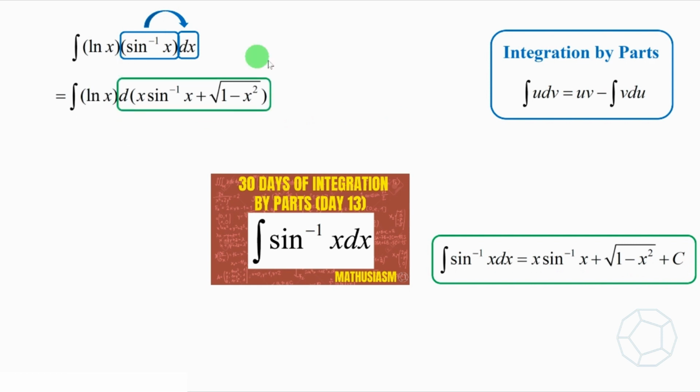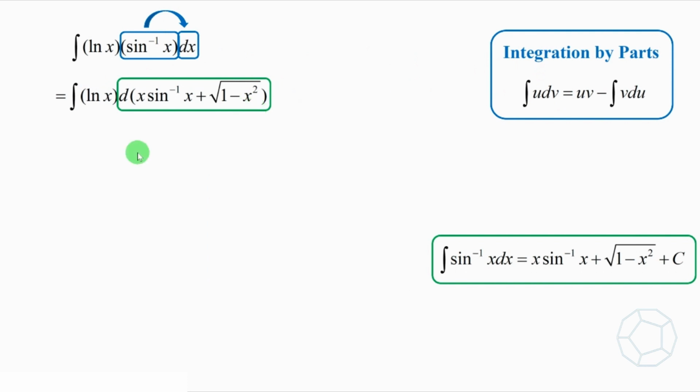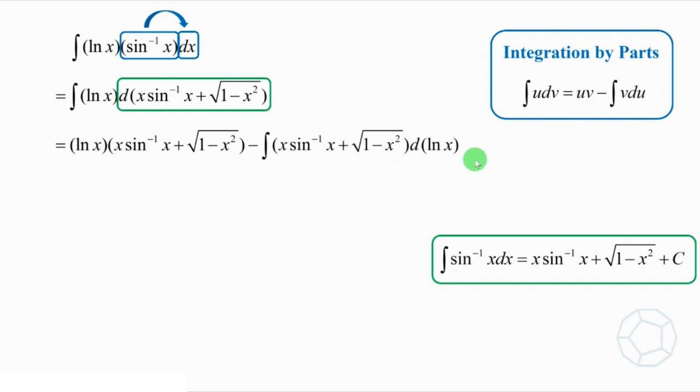Now, the differential is changed. Comparing with the formula of integration by parts, u is equal to log x and v is equal to this bracket term. The first term is a product: log x times bracket x times arc sine x plus the square root of 1 minus x squared. The second term is the integral by swapping u and v, which is this one.